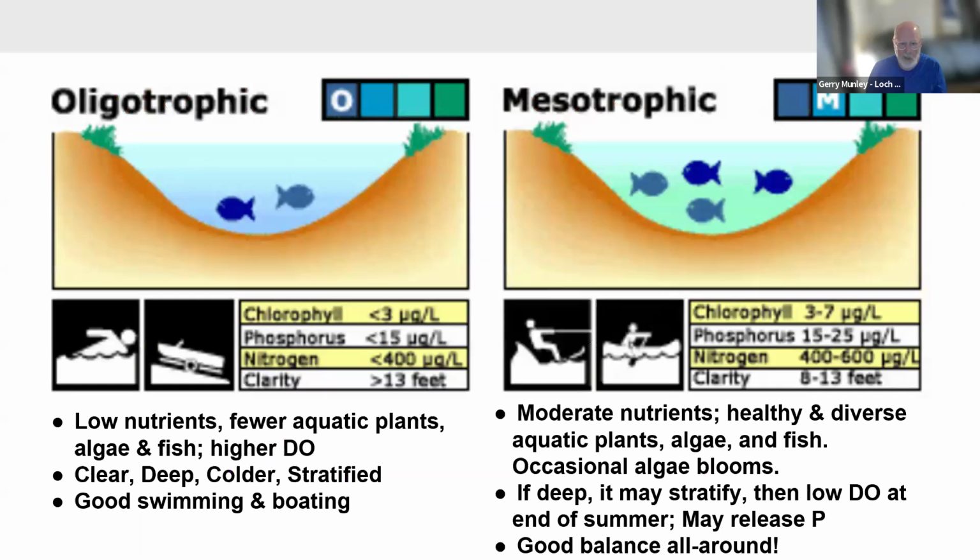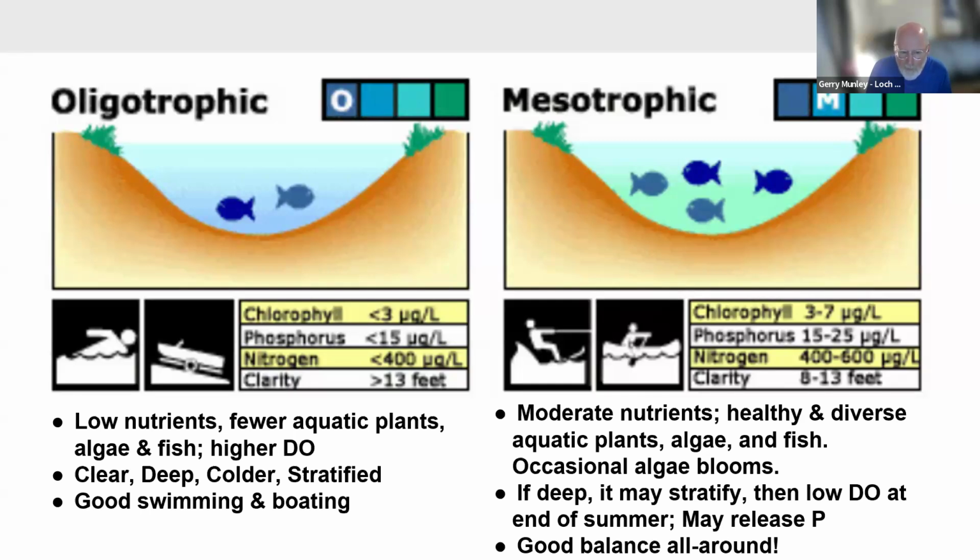So these next 2 slides are going to show you the oligotrophic, mesotrophic, eutrophic, and hypereutrophic. I like these slides because they have nice little images of what the lake could look like. But also here's some of the measures, like of chlorophyll, phosphorus, nitrogen, or the Secchi clarity. And then what is it good for?